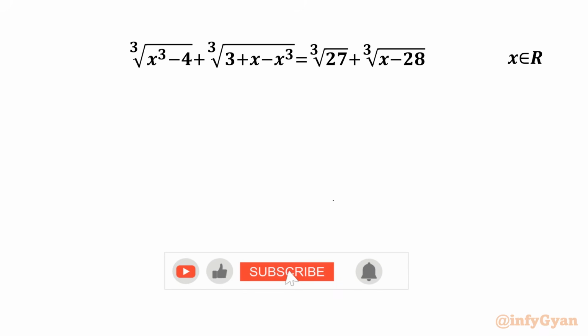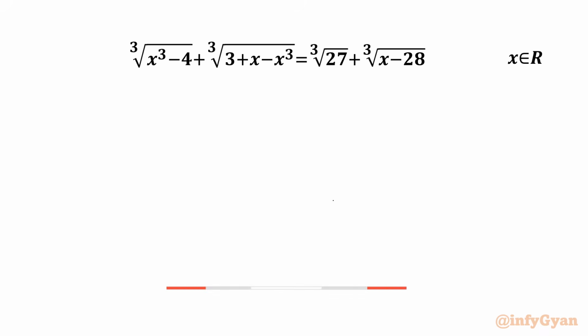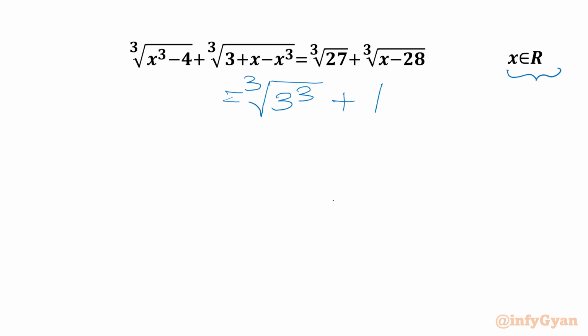Today in this video we have one very interesting radical equation which we will be solving for the real values of x. So let's get started straight away by writing the RHS: cube root of 3 cube. 3 cube is 27, so cube root of 3 cube plus cube root of, we'll take minus common from the radicand. So in the other bracket we need to write 28 minus x.